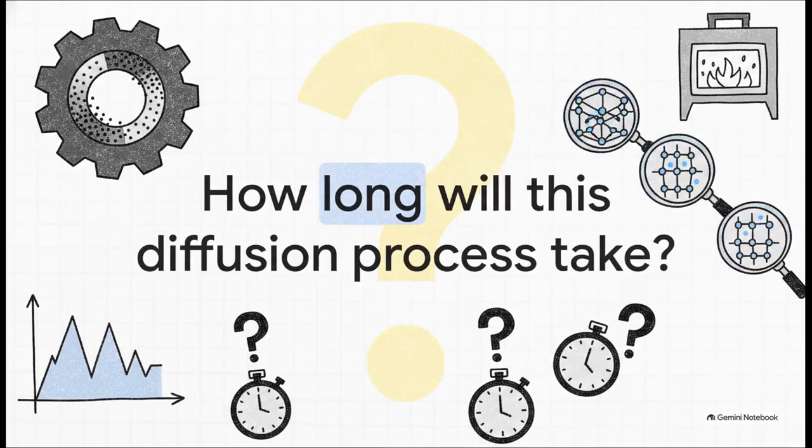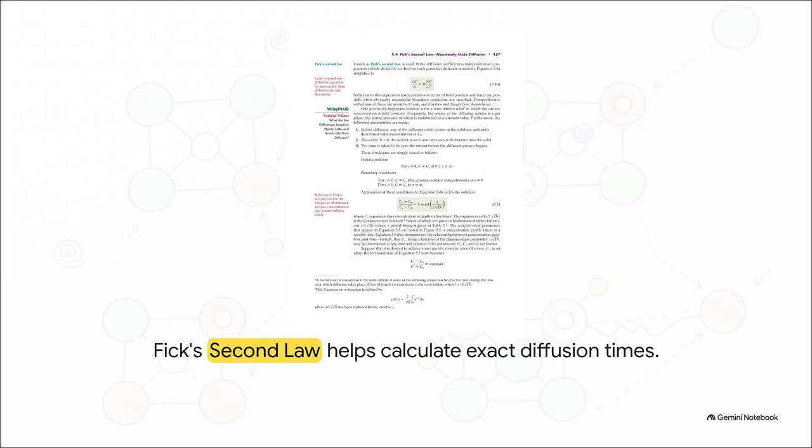But in real manufacturing, say when we want to harden that Corvette gear we looked at earlier by stuffing carbon into the steel, we aren't usually dealing with a simple steady flow through a plate. The concentration is changing constantly as the steel fills up with carbon. So, the multi-million-dollar engineering question becomes, how long will this diffusion process actually take to reach the exact depth and hardness we need? To answer that, we turn to Fick's second law.